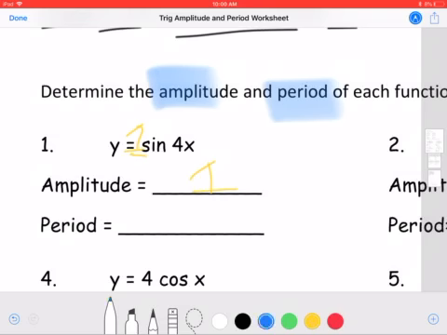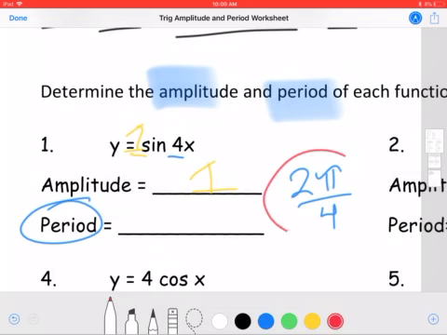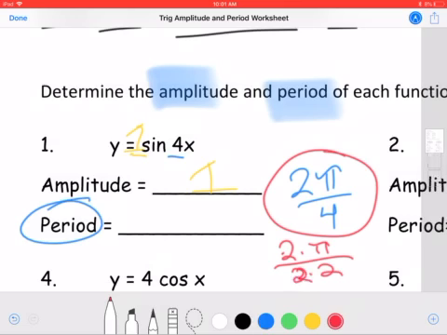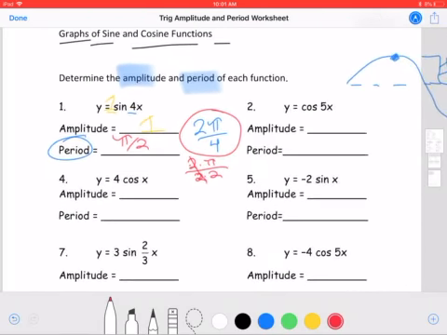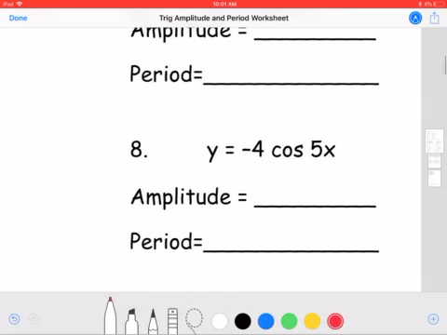And if we're going for our period, our b term here is 4. So if we take 2 pi over 4, can we simplify this? We sure can. We could rewrite this as 2 times pi over 2 times 2. So rewriting 4, we can cancel our 2's, and our new period is pi over 2. Pretty simple.